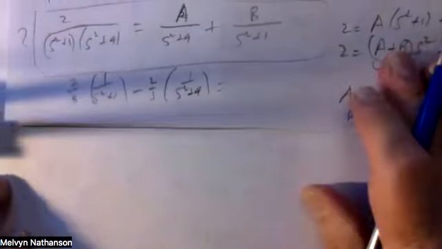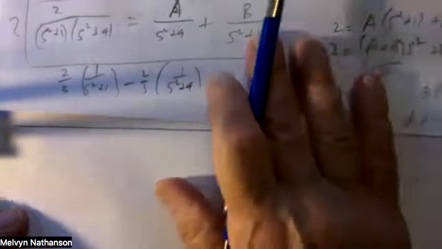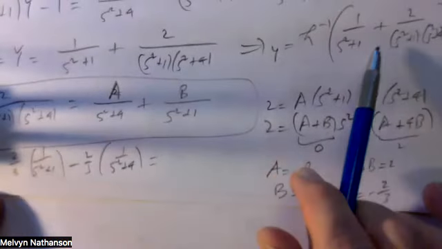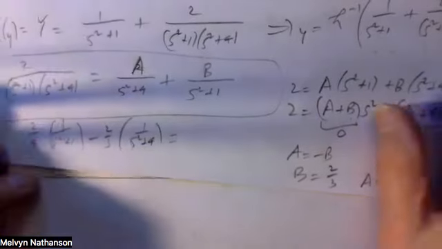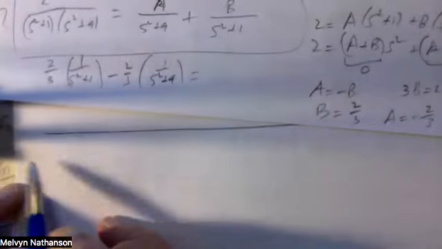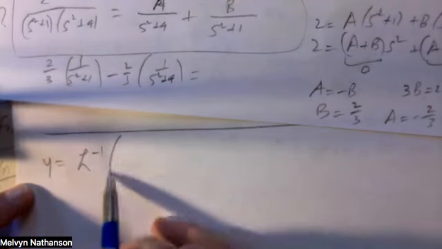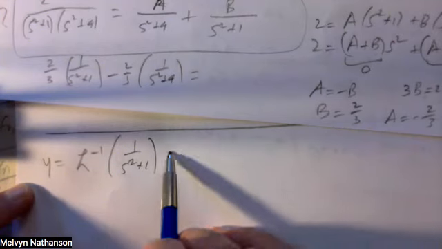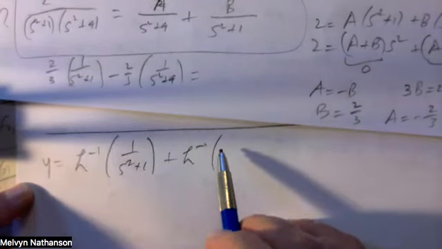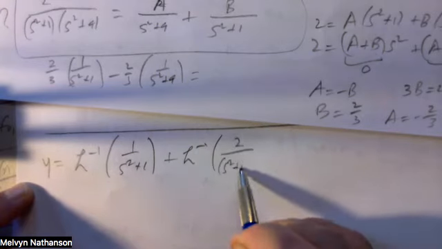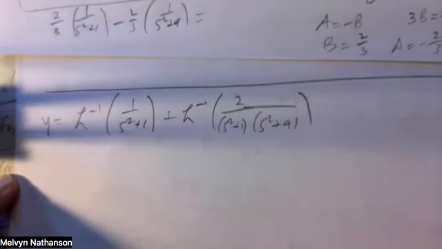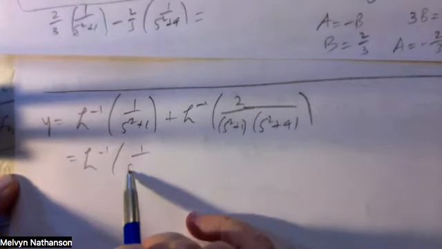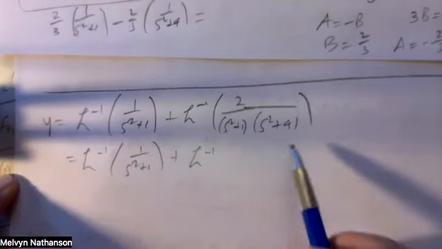What this says is that, let me come back to this, y is this inverse Laplace transform. Let me just copy that down again so everyone can see it. Y is the inverse Laplace transform of 1 over s squared plus 1 plus the inverse Laplace transform of 2 over s squared plus 1 times s squared plus 4.